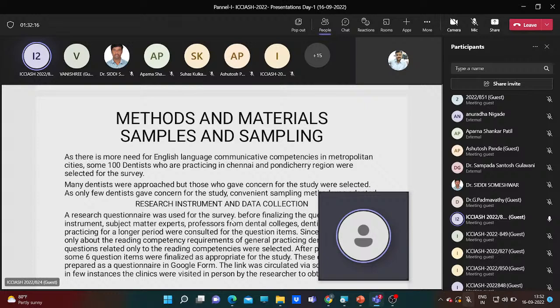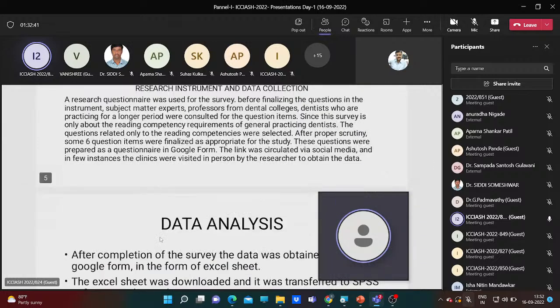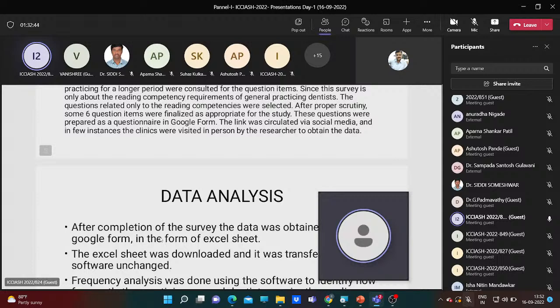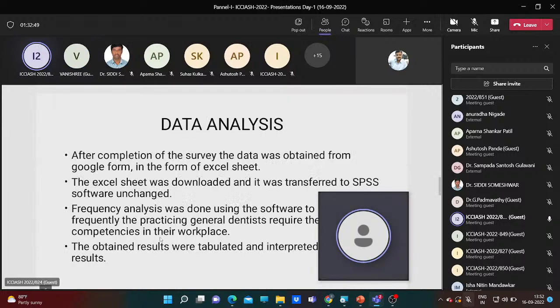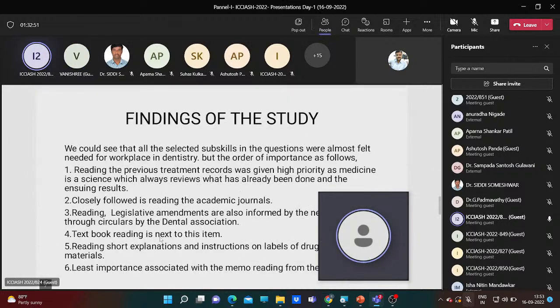So I took the 6 sub-skills, made a questionnaire of it, and circulated it on social media. And in some instances, I myself visited a few clinics so that I could get the opinion of the dentists. Some 100 dentists gave consent for the study, and they gave their opinion. The research instrument was a questionnaire, and the collected data was given to the SPSS software. After the SPSS analysis, we did a frequency analysis of the results.